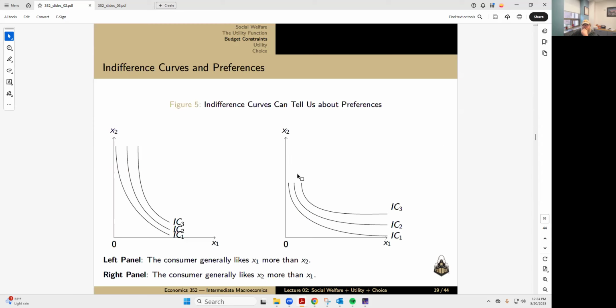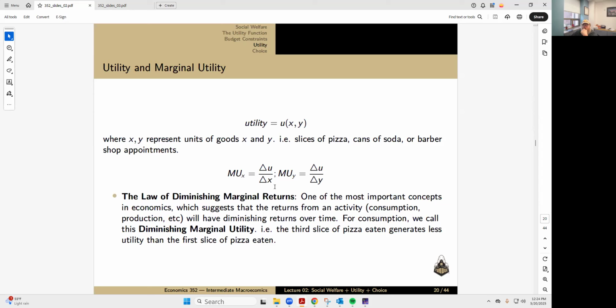Let's just give you an example here. So here's the representation of marginal utility. Marginal utility of X is just going to be the change in utility divided by the change in X. So if I increase my consumption of X by 1 unit, how much does my utility change? If I change my consumption of Y by 1 unit, how much does my utility change? Again, this brings back that idea of diminishing marginal returns.